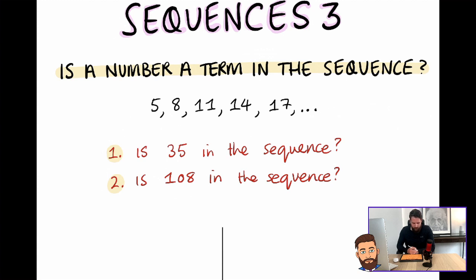So what I want to look at today is how can we work out if a number is in a sequence using the most effective and quickest way possible. And this relies heavily on your understanding of the nth term. So if you haven't already, I highly recommend watching sequences 1 and sequences 2, because the understanding of those lessons will really help with what we're going to go through today.